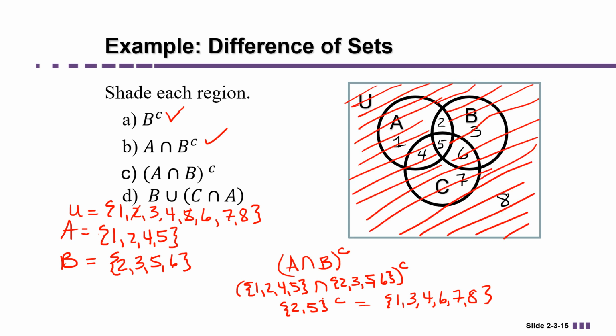Okay, now another way of doing this would have been at the beginning to say, okay, I want the complement of A intersect B. So I want everything except A intersect B, everything that's not the overlap. The overlap of A and B is this little football shaped piece right here, and then just shade everything else. Everything that's not in the overlap.